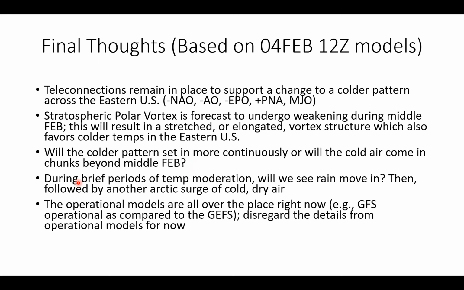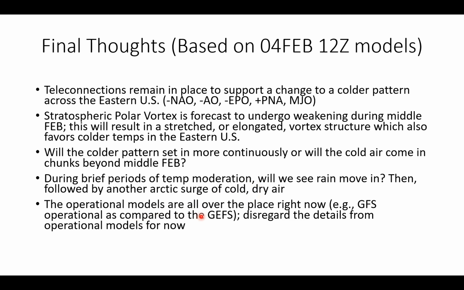So what I've observed in the last Arctic shot of cold air in January was very cold, dry, moderation, moisture and clouds and precip in the mid-Atlantic. Then the second shot of Arctic air comes down and it dries out again behind that moisture and that precip. Are we heading down the same path in late February? That's possible. We could see brief periods of temperature moderation in between the Arctic surges. And so when you get the temperature moderation to milder temperatures, will we see the rain move in, liquid precip? And then will we see that followed by another Arctic surge of cold, dry air? This is a possibility for the mid-Atlantic.